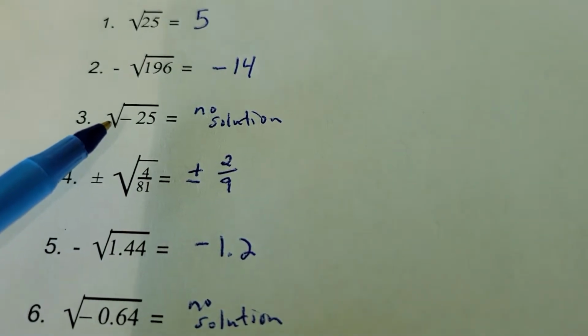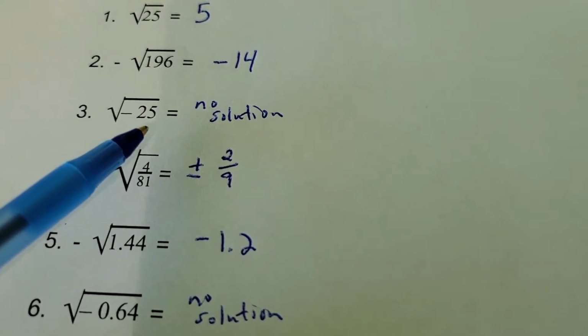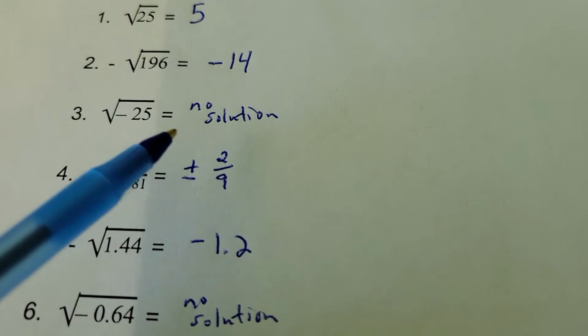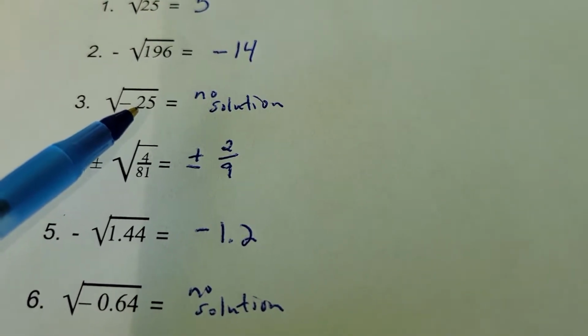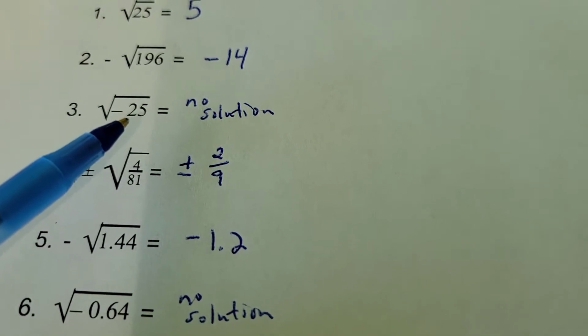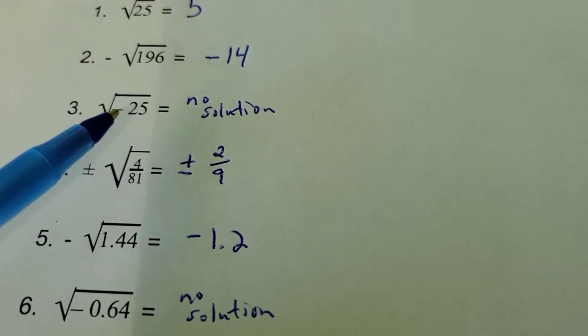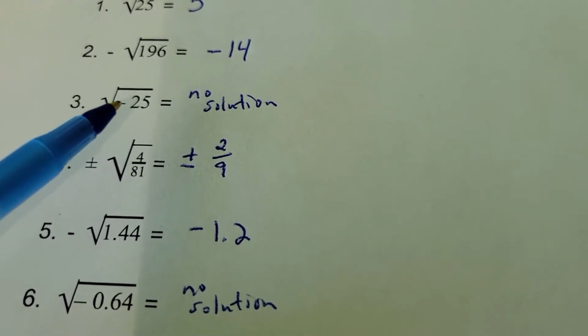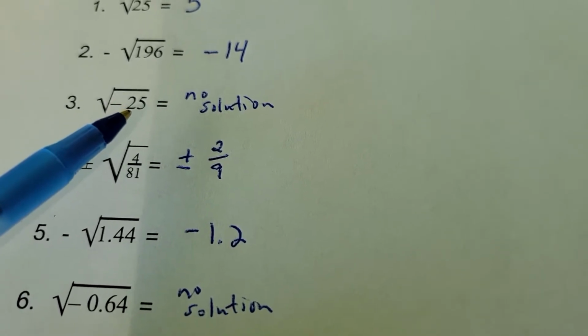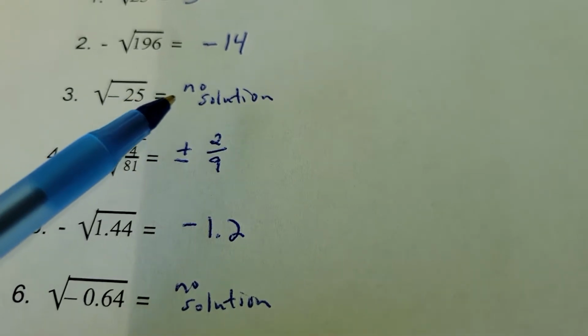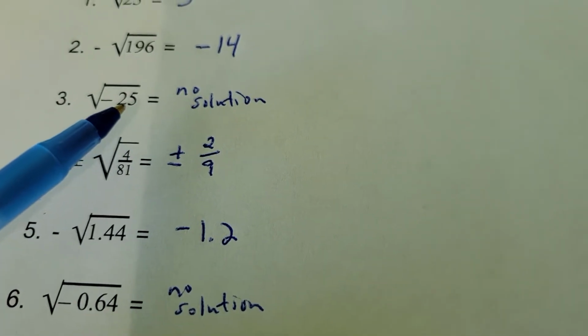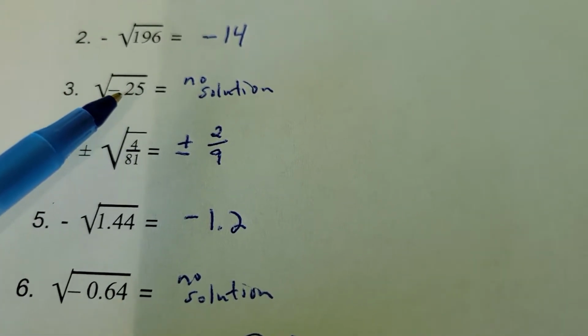Number 3, square root of a negative 25. There's no solution because there's no number times itself that can give you any negative number. Because remember, a positive times a negative gives you a negative, so that would mean a number times itself has to be either both positive or both negative. So a negative on the inside of the bracket here results in no solution, because no number times itself can give you a negative number.